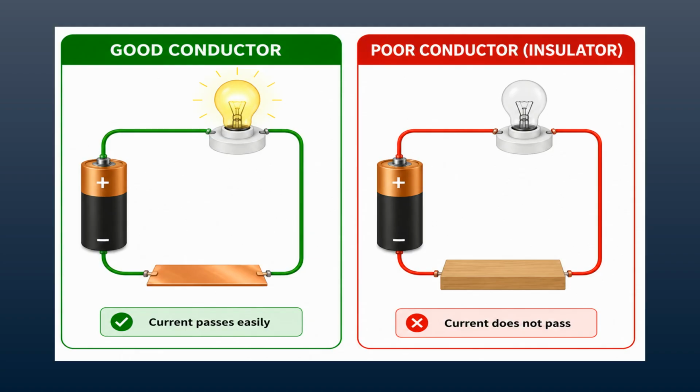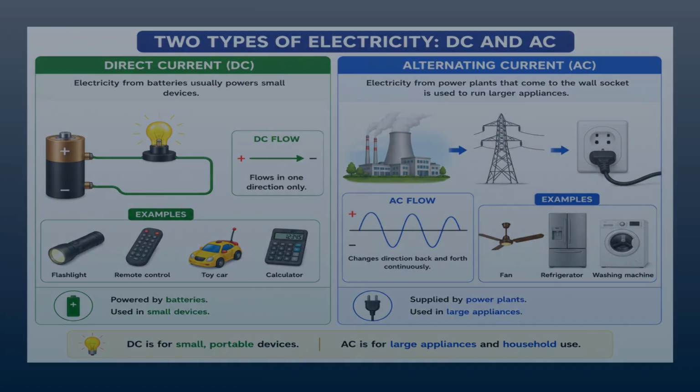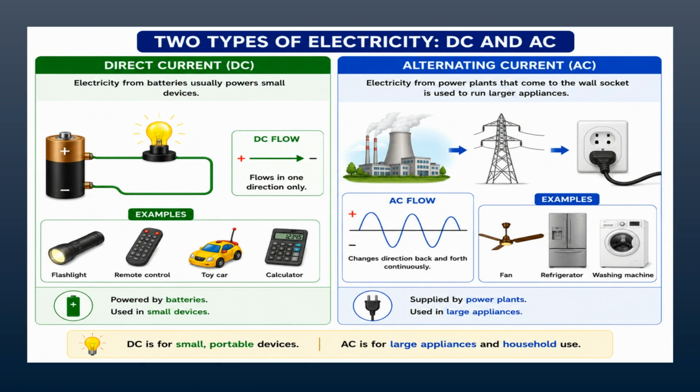Poor conductors or insulators, such as wood, rubber, and plastic, resist the flow of electricity and help keep us safe. Conductors carry electricity from one place to another, while insulators act like safety shields that prevent electric shocks. Both are essential for the safe use of electricity in our daily lives. There are two types of electricity, DC and AC. DC, or direct current, flows in one direction and is used in batteries, remote controls, and toys. AC, or alternating current, changes direction repeatedly and is the type of electricity supplied to our homes through wall sockets.